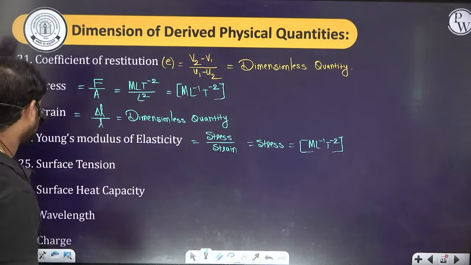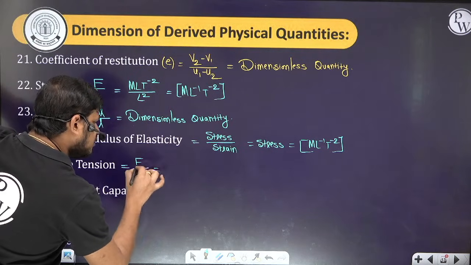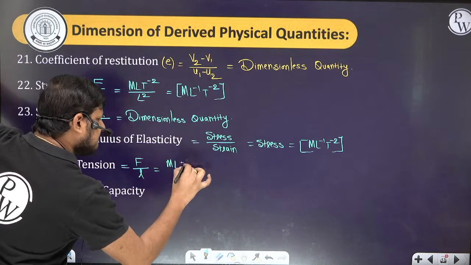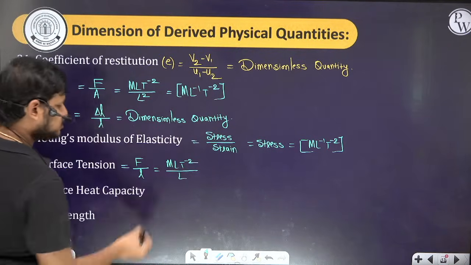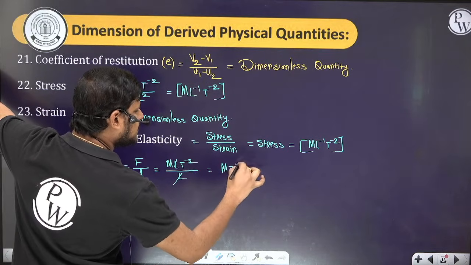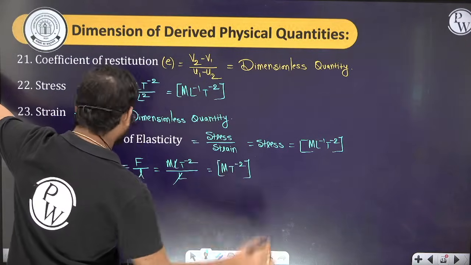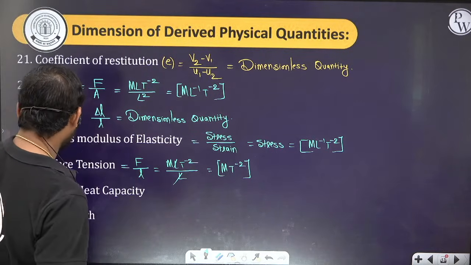Okay. Chalo. So the surface tension. It is force per unit length. You know the dimensions of force, M L T to the power minus 2, divided by length L. Now L gets cancelled. So we have simply M T to the power minus 2 as the dimension of surface tension. Done.